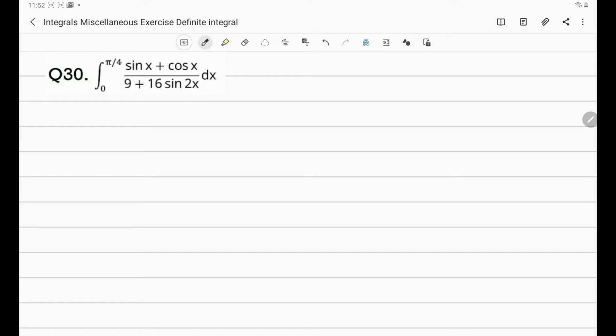So, antiderivative is nothing but integral. So, integral of sin x is minus cos x and antiderivative of cos x is sin x. So, we put sin x minus cos x as t. So, this is the first step. So, put sin x minus cos x as t. So, thereby we get cos x plus sin x dx as dt.